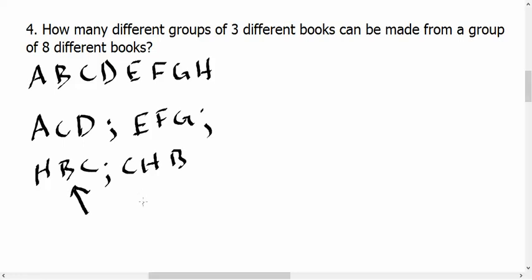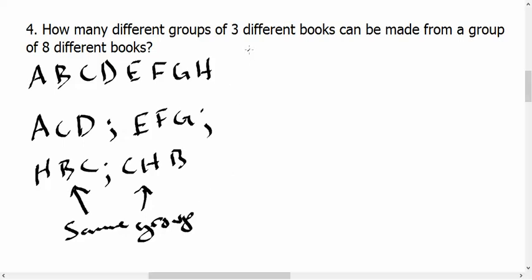this doesn't quite work because these contain the same group of letters. So this would be the same group. And we want to know how many groups there are, not how many arrangements. Okay, so how do we deal with this?